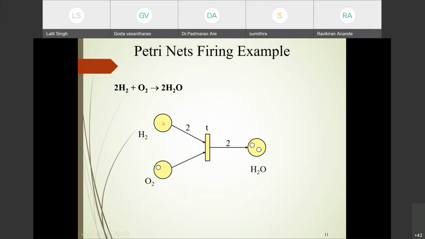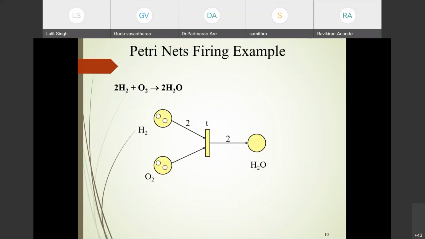So 2 tokens have been removed from the hydrogen place, 1 token has been removed from the oxygen place, and 2 tokens have been deposited to the water place. And this is the next state. It has been converted into water. And as I said, the state of any system is represented by the distribution of the tokens. So the distribution of the tokens now is 0, 1, 2. Earlier it was 2, 2, 0.